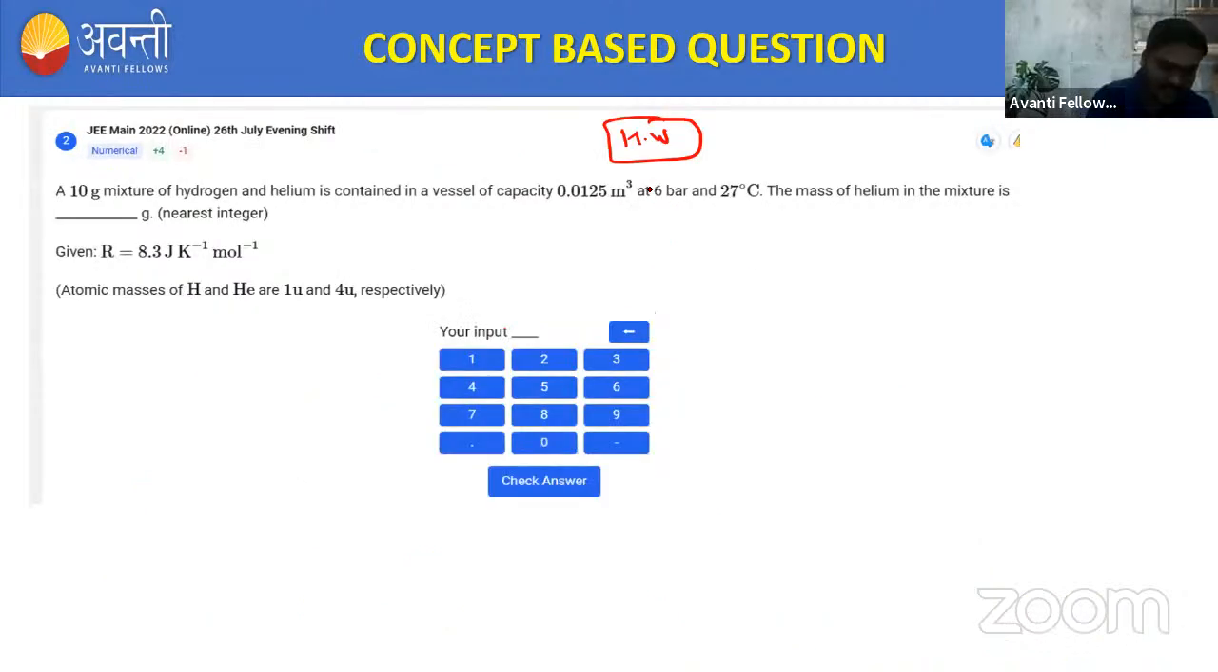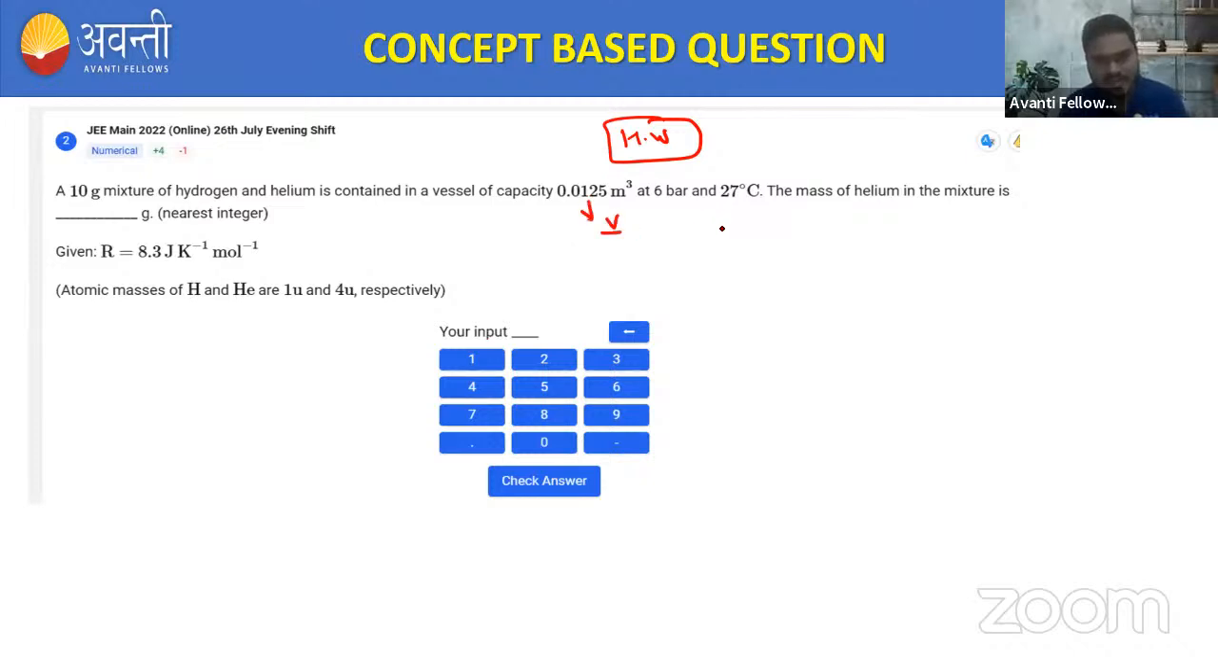A 10-gram mixture of hydrogen and helium is contained in a vessel of capacity 0.0125 meter cube at 6 bar and 27 degrees Celsius. The mass of helium in the mixture is in gram. So you have to calculate the mass of helium in the mixture. So 10 gram of mixture of hydrogen and helium you have, and containing in a vessel of a capacity is this. So volume is given.